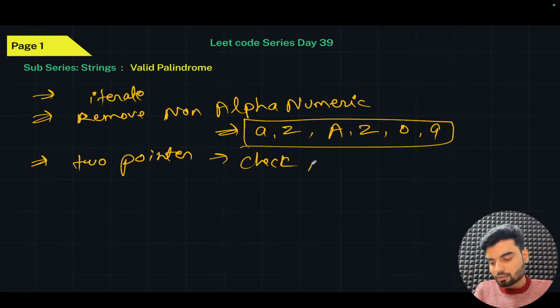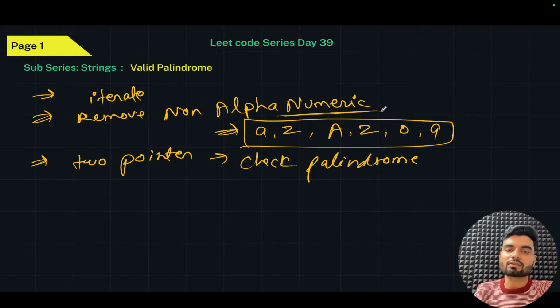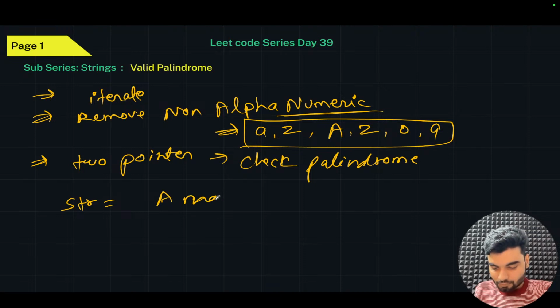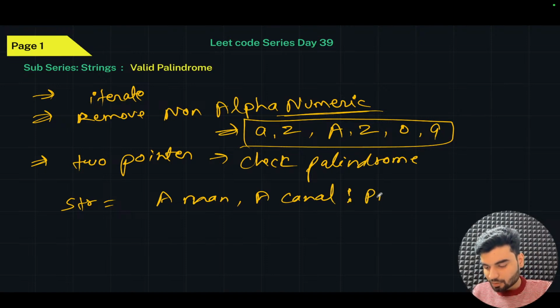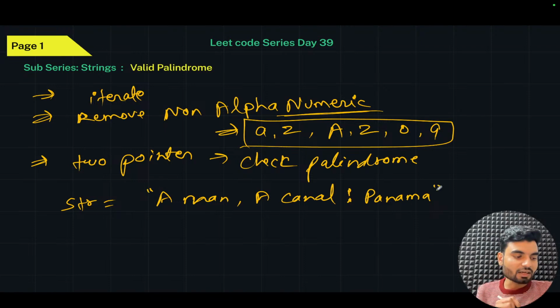Check palindrome, that is the thing. Before you write the palindrome logic, you first have to remove all non-alphanumeric characters and convert to lowercase. Then you can check whether it is a palindrome or not. For example, let's suppose I have one string str, like "A man, a plan, a canal, Panama". I don't remember exactly, but anyway, a good example. So this is the thing. What do we have to do?